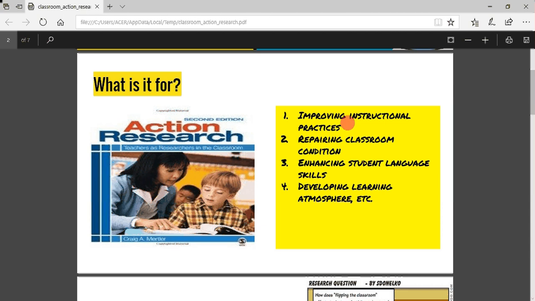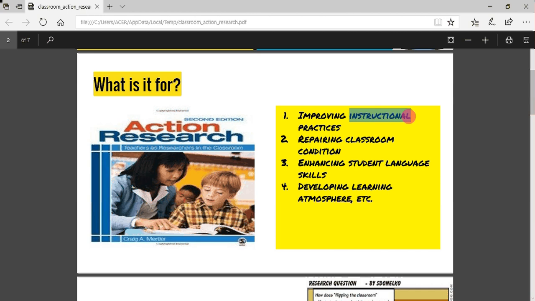Let's try to discuss them one by one. We start from the first. Classroom action research is very important for improving instructional practices. We can underline here instructional, meaning that this is teaching practices. So instruction means teaching. In the perspective of teaching, the main actor here is the teacher.